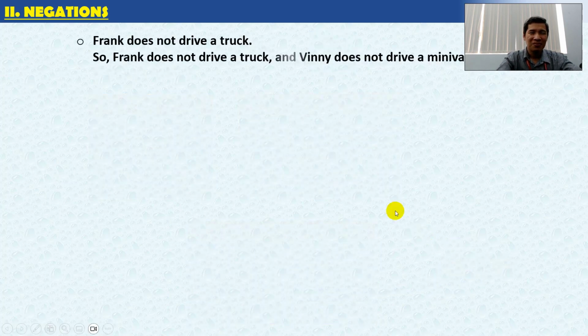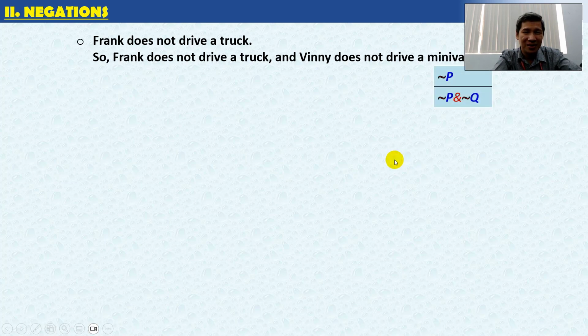Okay. Now let's go to this. Frank does not drive a truck. So Frank does not drive a truck, and Vinny does not drive a minivan. Frank drives a truck, positive. Now it should be not P here because he does not drive a truck. Frank, not P. Vinny drives a minivan, Q. Then it should be not Q. Not P, and not Q. What do you think? Based on your logic, is it valid or not?